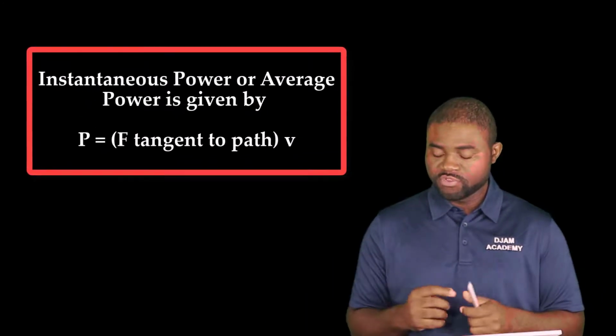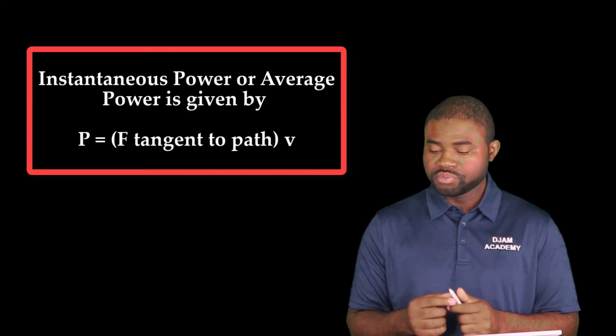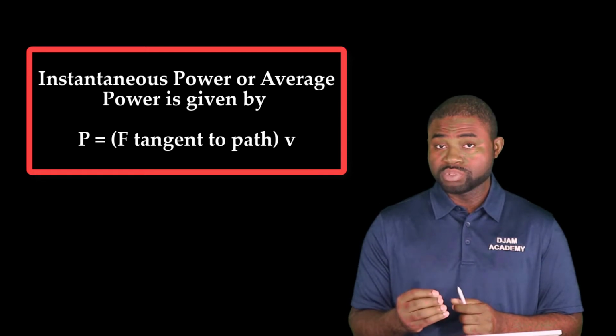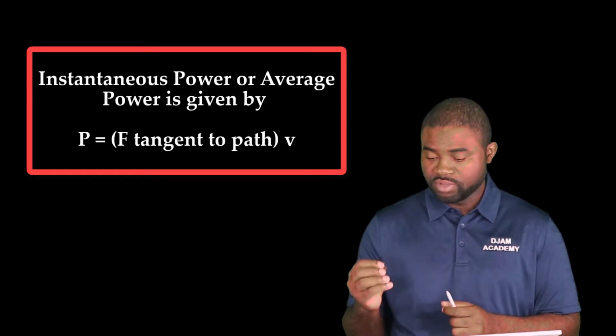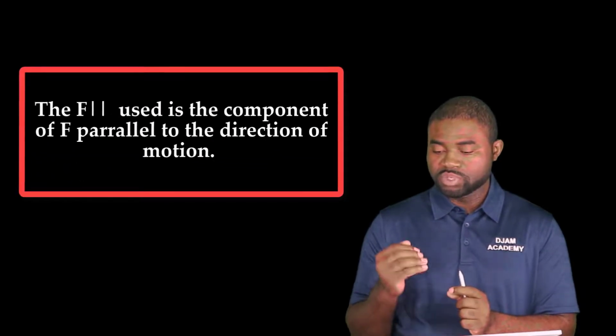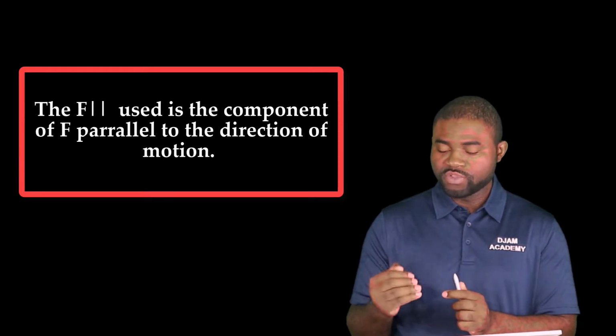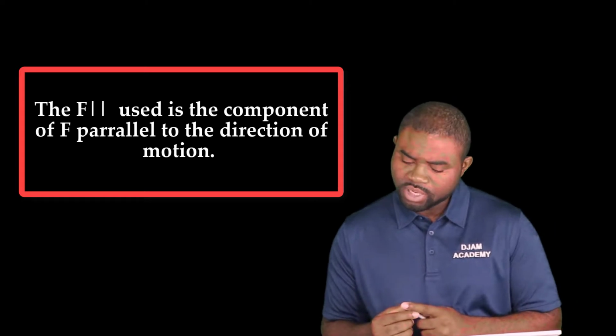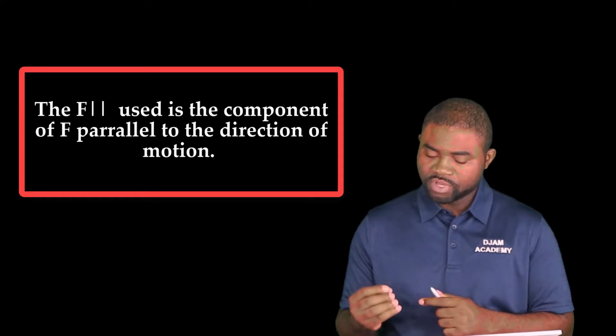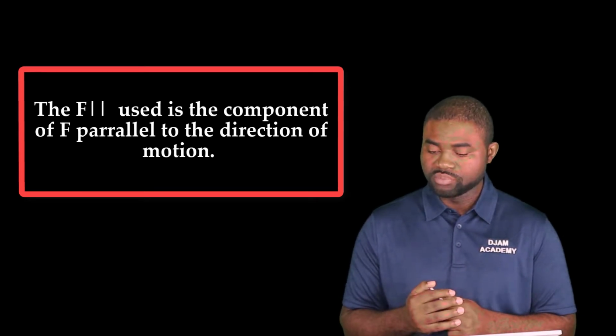Now, keep in mind that to calculate both the instantaneous power and the average power, we can use the expression P equals F multiplied by v. But the restriction here is that the force F represents the component of the force tangent to the path of motion. In other words, it represents the component of the force parallel to the direction of motion. It is important you have this in mind.